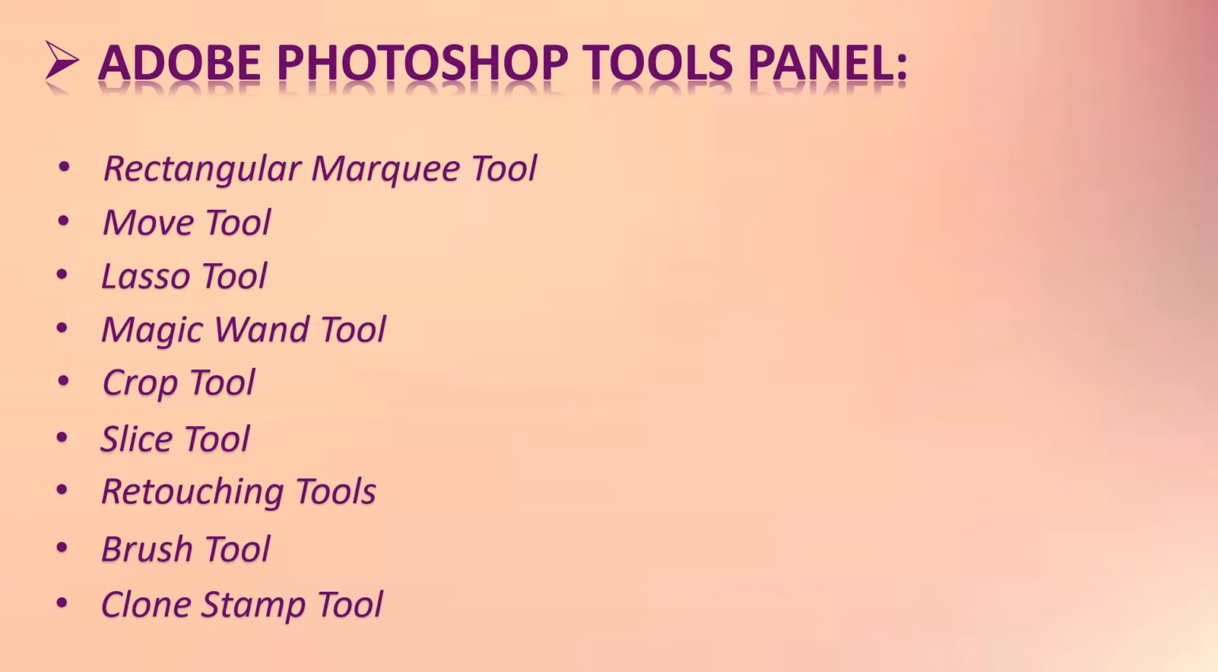Retouching tools: they are used to correct the images. Brush tool: it is used to draw freehand. Clone stamp tool: it is used to select a source and copy it to another place. Eraser tool: it is used to erase an image or a part of an image. Paint bucket tool: it is used to fill with the foreground color. Blur tool: it is used to blur the images. Dodge tool: it is basically used to lighten the pixels in an image.